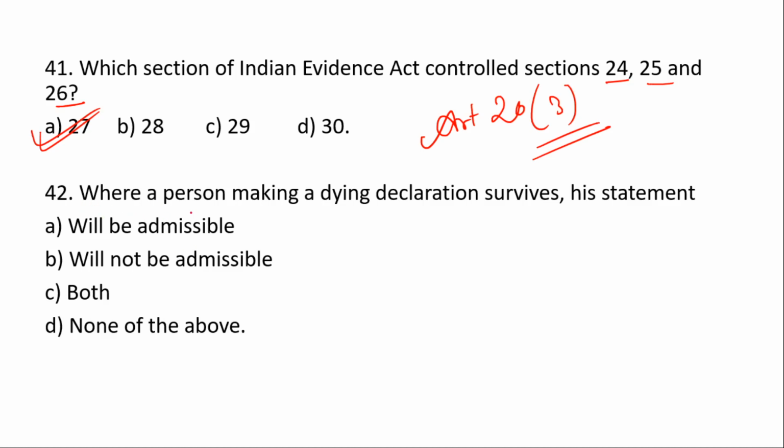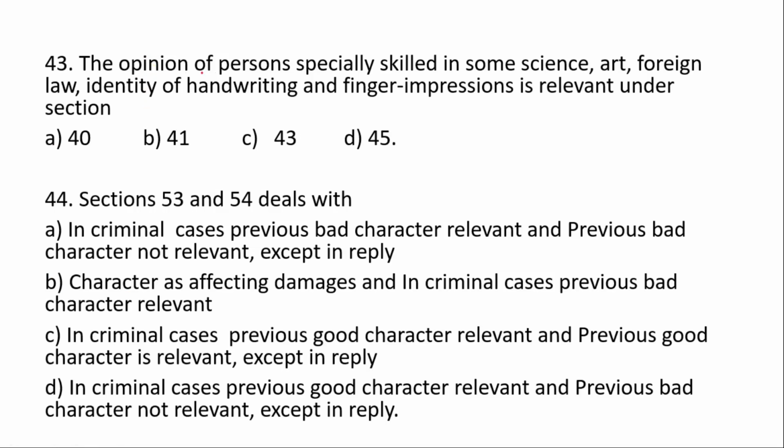Question number 42. Where a person making a dying declaration survives, his statement will not be admissible. Question number 43. The opinion of persons specially skilled in some science, art, foreign law, and identity of handwriting and finger impression is relevant under section 45. So 45 deals with opinion, expert opinion. Section 52 deals with, in criminal cases, previous good character being relevant, and section 54 deals with previous bad character not being relevant except in reply. So D.